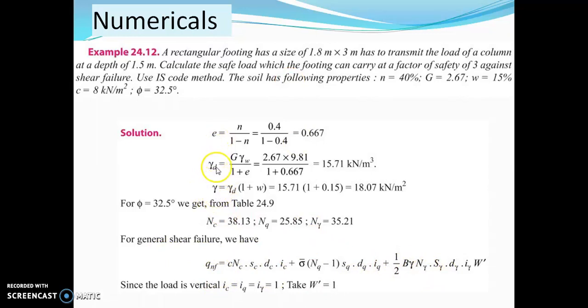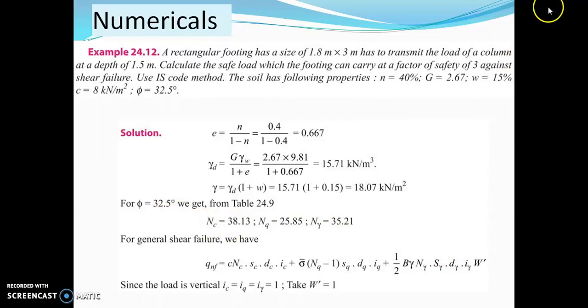So from E we obtain gamma D, that is dry unit weight, using this equation which you people are very much conversant with. So using gamma D, we are going to find a bulk unit weight. Now, once you know the bulk unit weight, for a value of 32.5, we need to get the factors NC, NQ, and gamma. Now this NC, NQ, and gamma, go to your code 6403.